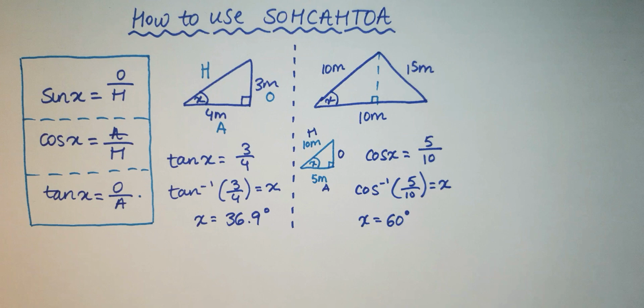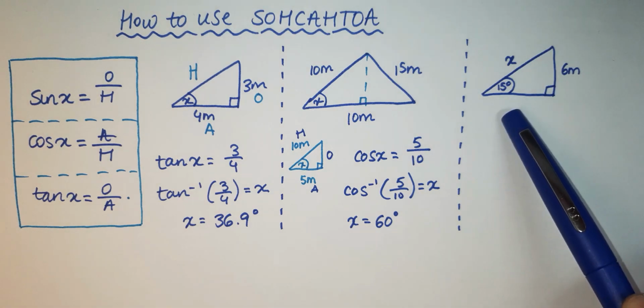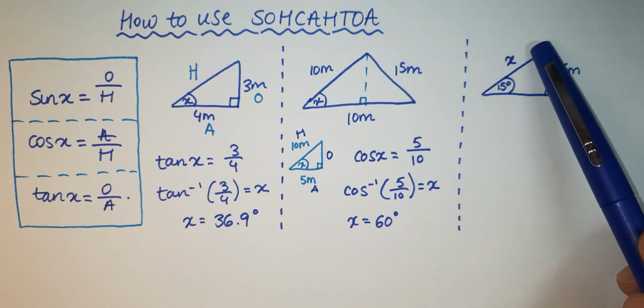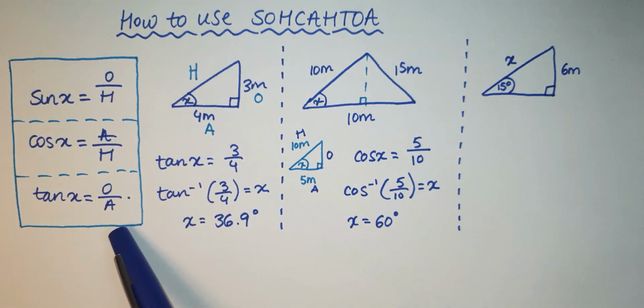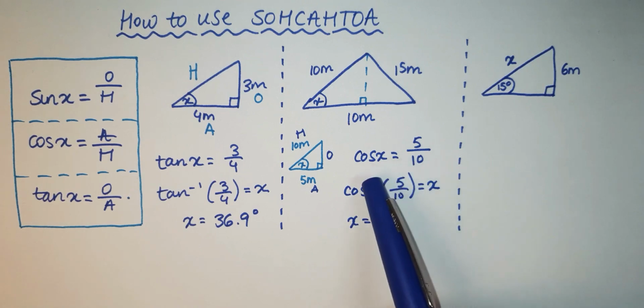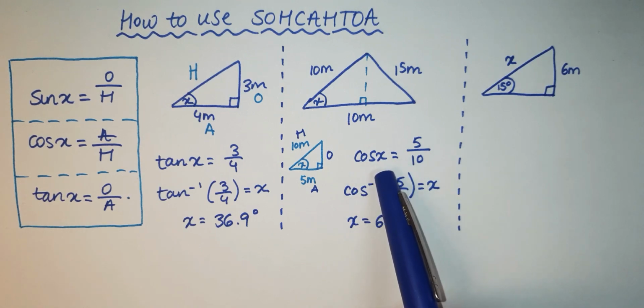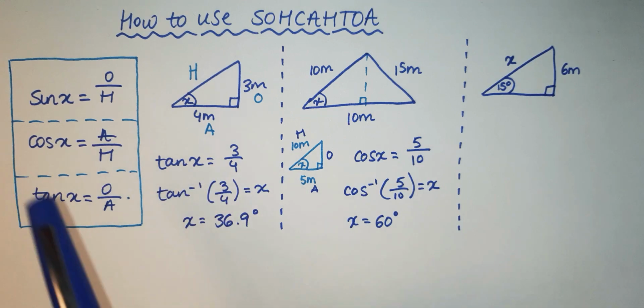Now we're going to do one final example. Now, in this example, we are given the angle and we have to find out a length. That means it can be any of these equations. The only difference would be how we write cos of x, we would just write cos of 15 or tan of 15 or even sine of 15.